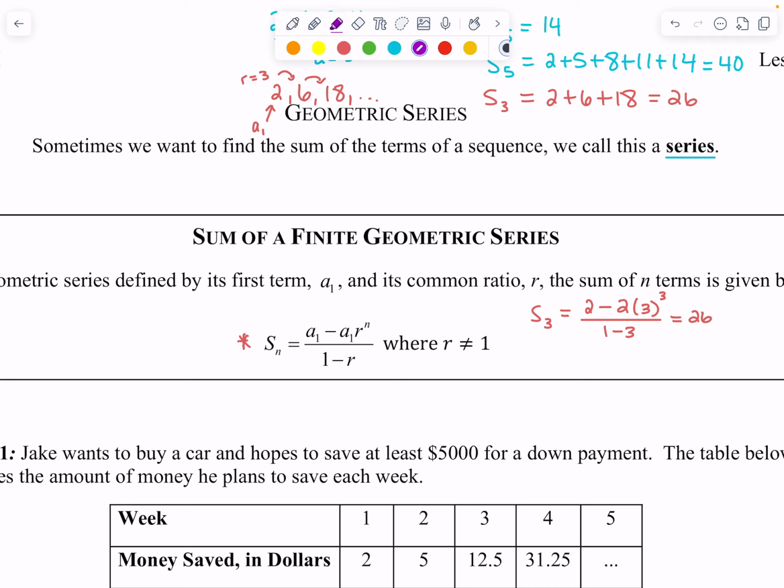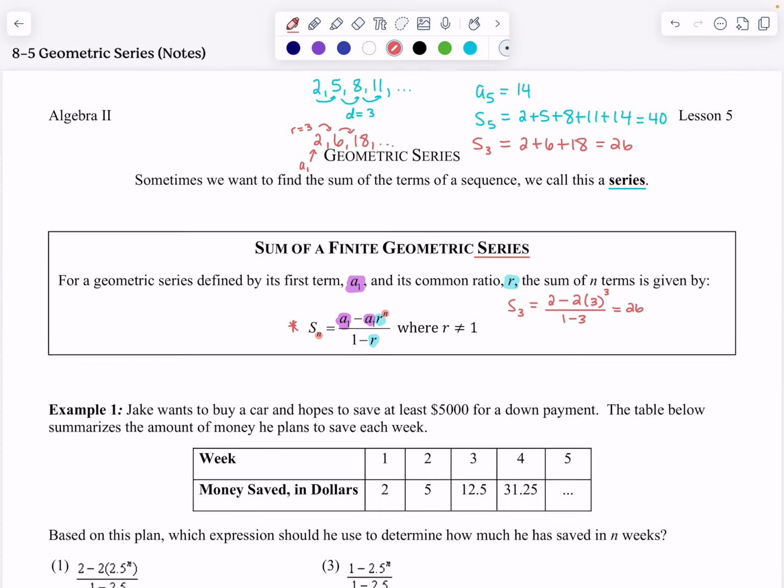So in order to use this formula, we need to know a couple of things. We need to know what the first term is, so that's in the formula twice. We need to know what the common ratio is. That's in the formula also twice. And then we need to identify how many terms we are trying to find the sum of. And again, note the notation. You're going to see an S with that subscript of n, and that's going to tell you that you want to find the series as opposed to a term in the sequence.